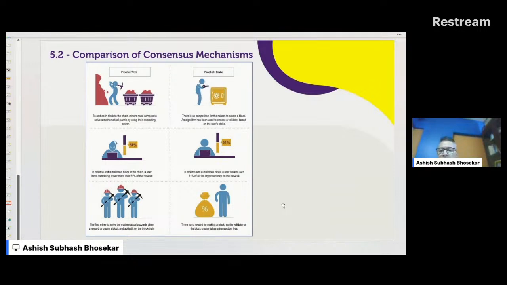And at the end, the first miner to solve the puzzle is given the reward to create a block and add it to the blockchain. And in proof of stake, there is no reward for making blocks. So the validator or the block creator takes the transaction fees, right? So that's how it is.